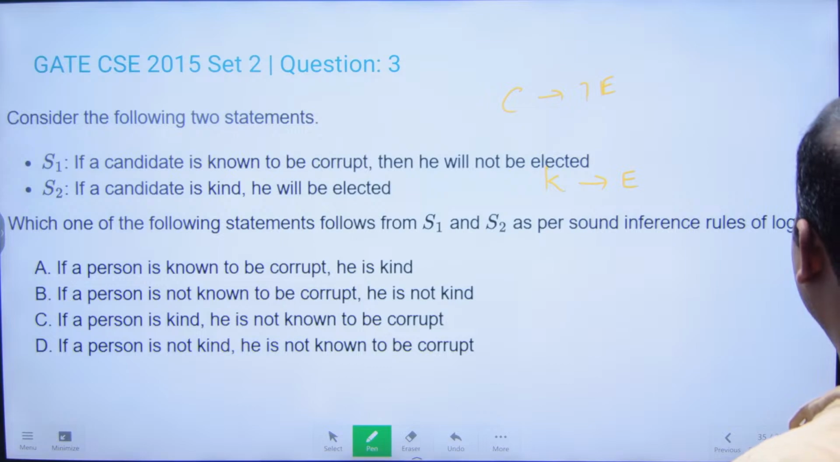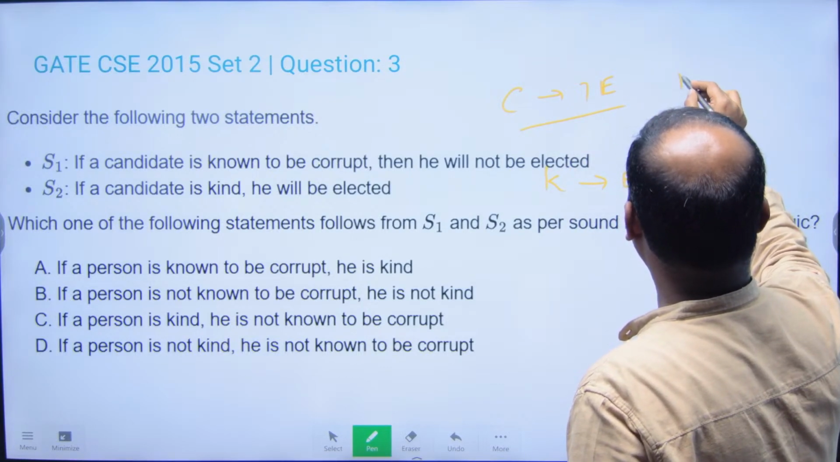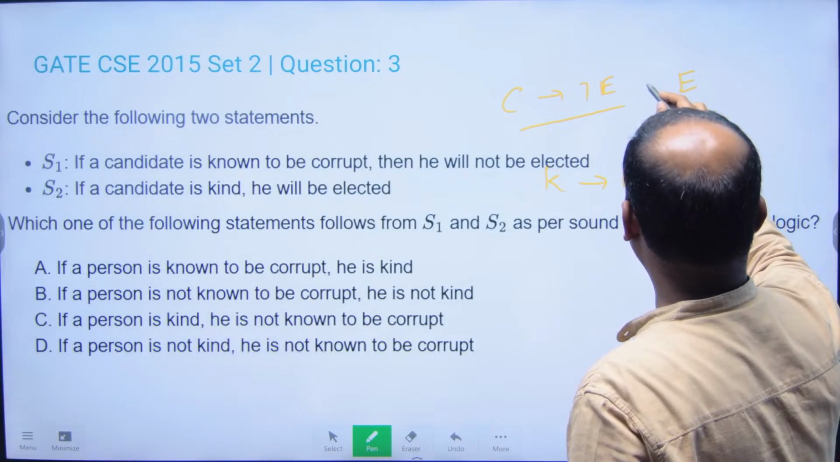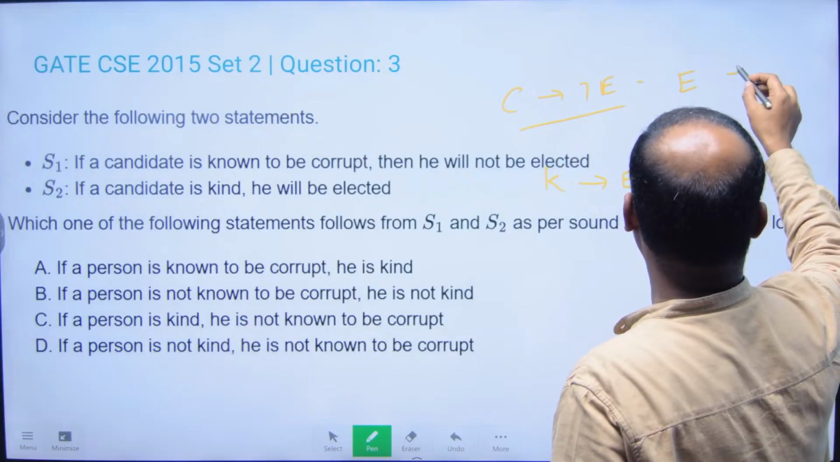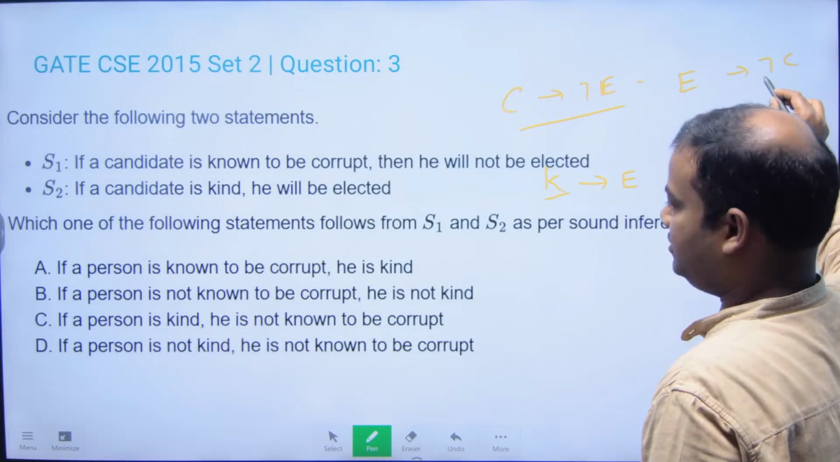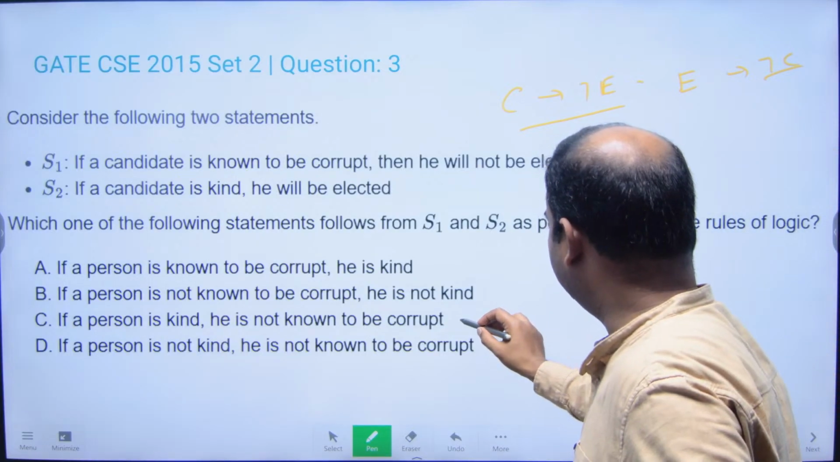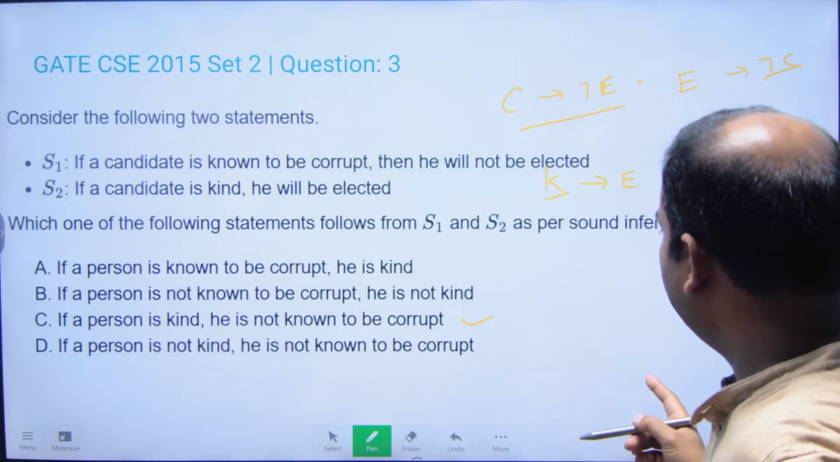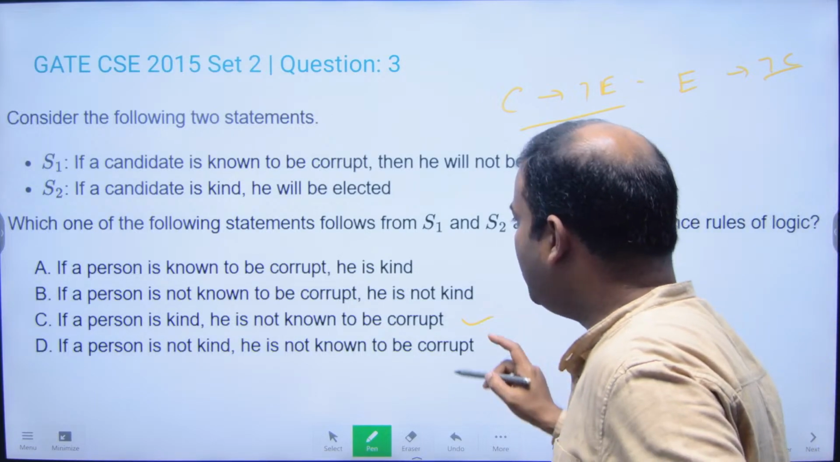So you can write this one like this: the contrapositive of this statement is this one. So if he is kind, then he is not corrupt. Okay, this is clear. If a person is known to be corrupt, he is not kind. So C is the answer. And what about the others?